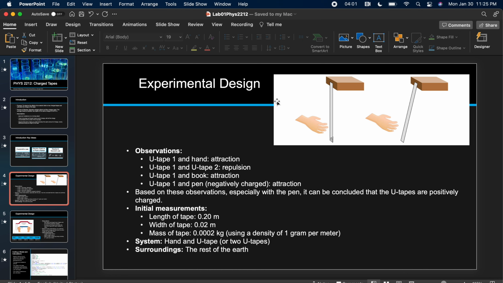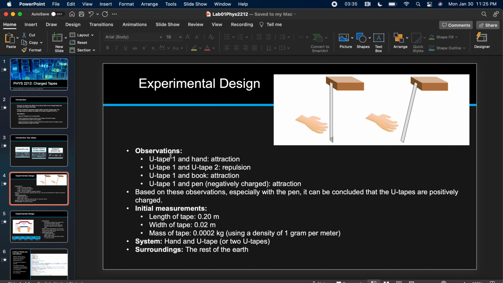So here's the experimental design. You had a U-tape, which is just a tape that was electrically charged. We did this by using the procedure outlined in the lab booklet. And you put the tape on the edge of the table and put your hand near the tape.